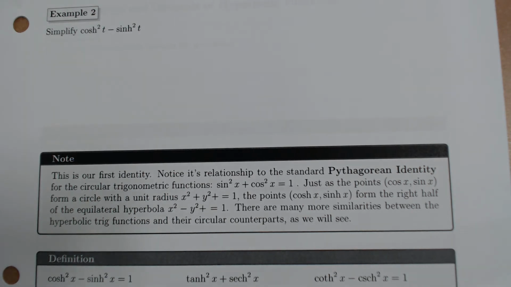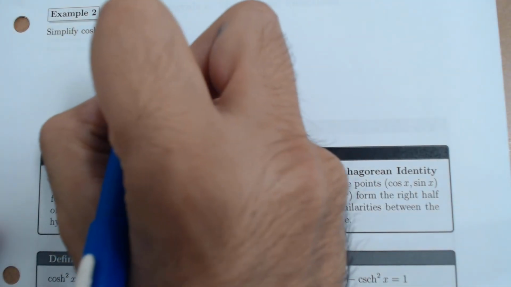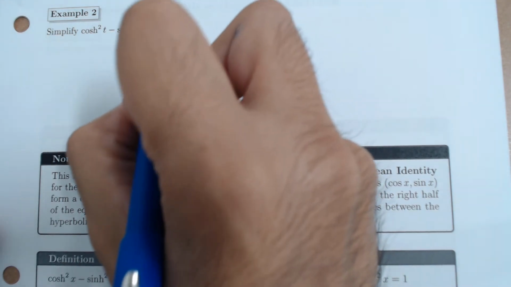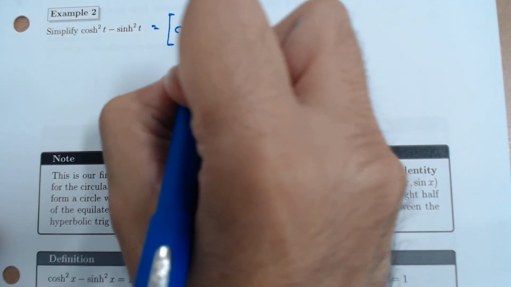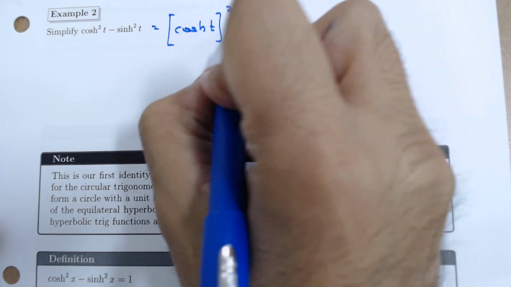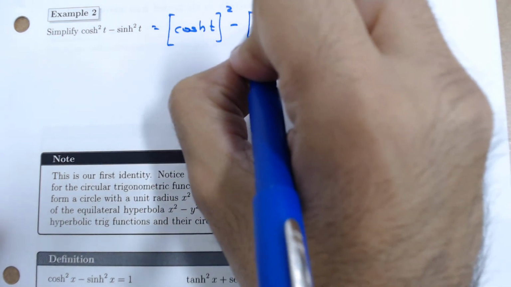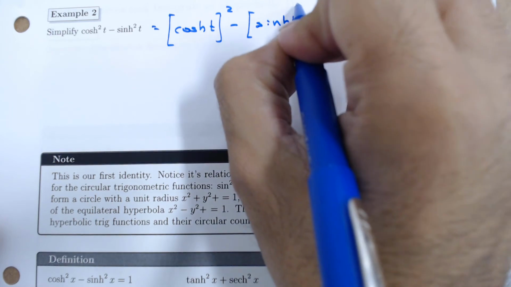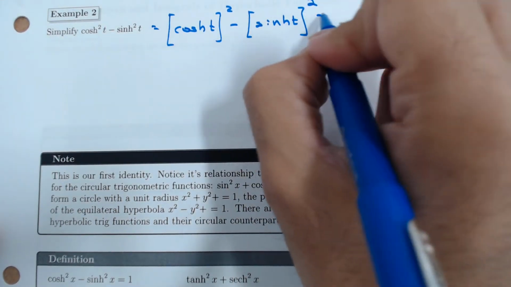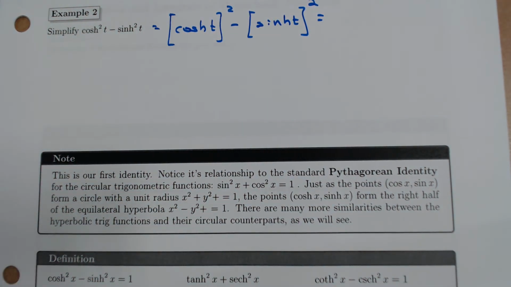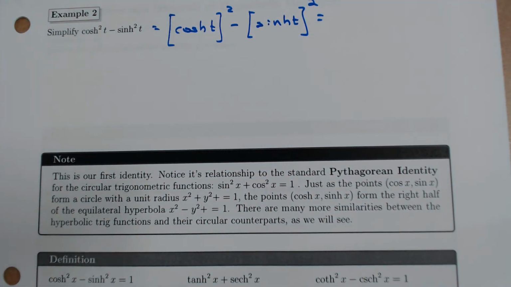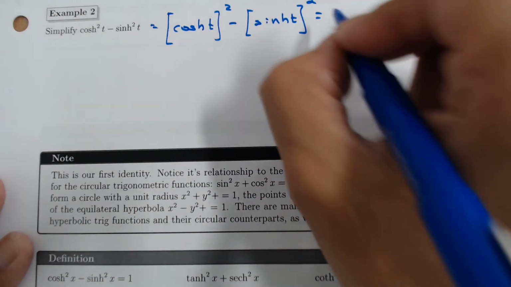Well, we'll see. So number one, well, this is the same as saying cosh t to the second power. All I'm doing is just putting brackets around it, so it's easier to recognize and set up the definitions in terms of exponentials. All right. And yes, in this case, we changed the x for the t. It doesn't matter. That's just the dummy variable after all.